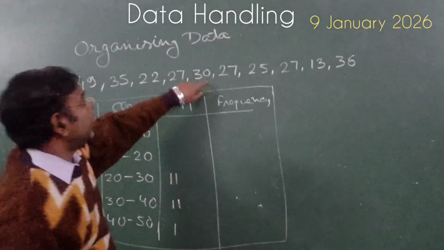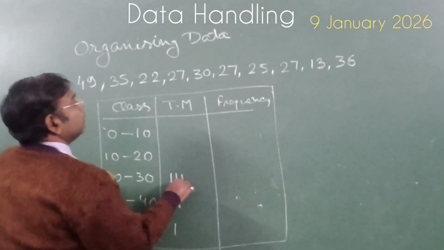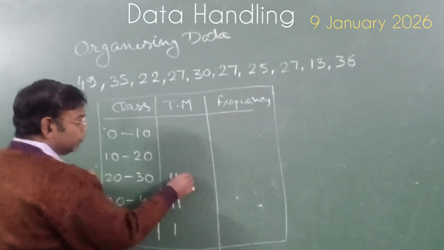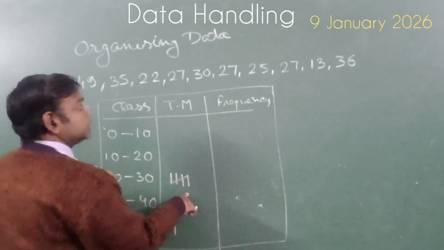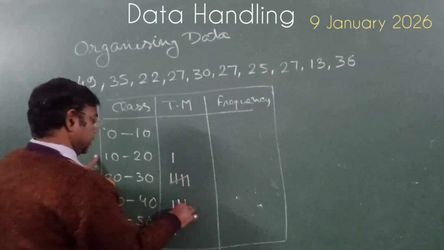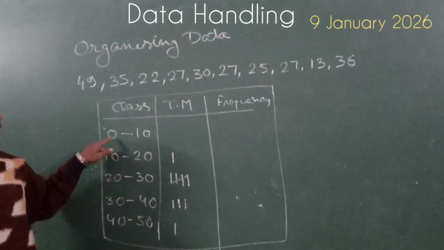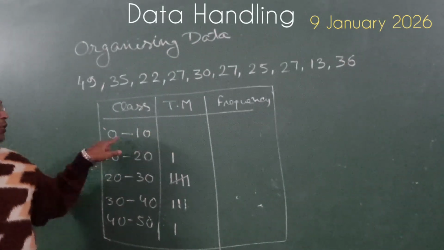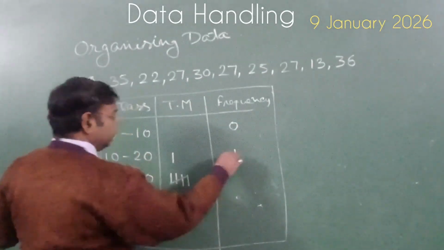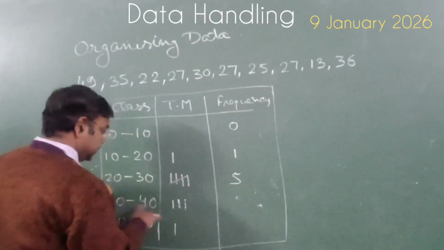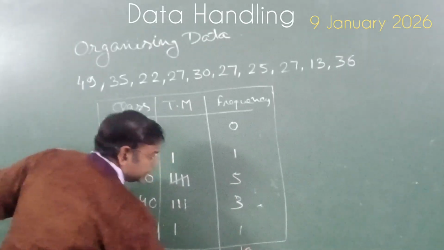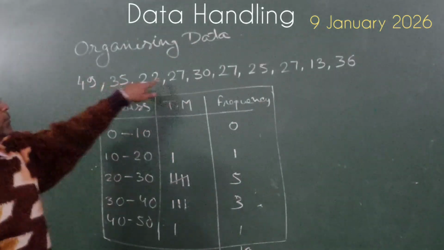Then after 30 we are having 27. Again we are having 25. Again we are having 27. After 4 we cross the tally mark. This is your 5. Then we are having 13 and then 36. So see, there are no marks between 0 to 10. In 10 to 20 we are having 1 mark, so we can write down 0 here. It is your 1, it is your 5, it is your 3, this one is your 1. Whenever you add, you get 10, and this 10 must be the same as this number of counting.